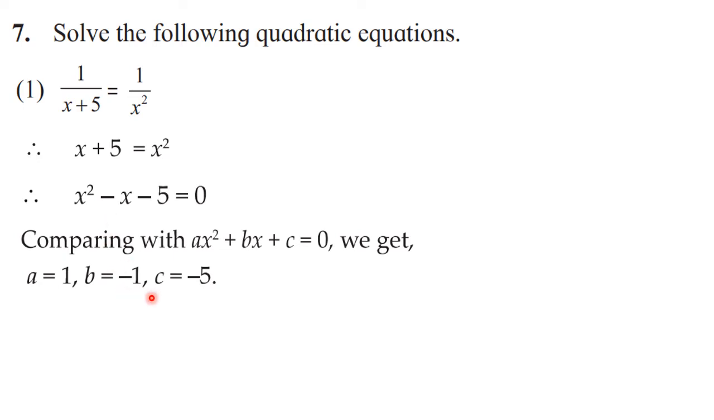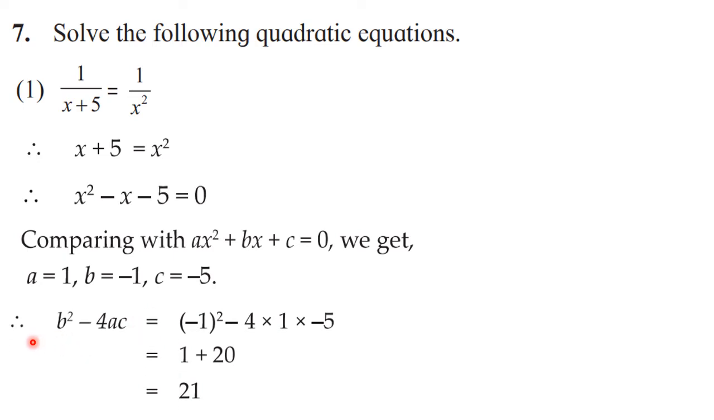Be very careful about minus signs. While writing these coefficients, you need to write them along with the signs. Got it? Now for the formula we need the value of the discriminant, that is b square minus 4ac. So immediately you find out the value of b square minus 4ac, that is (minus 1) square minus 4 into 1 into (minus 5). Here also you can put the bracket if you want.